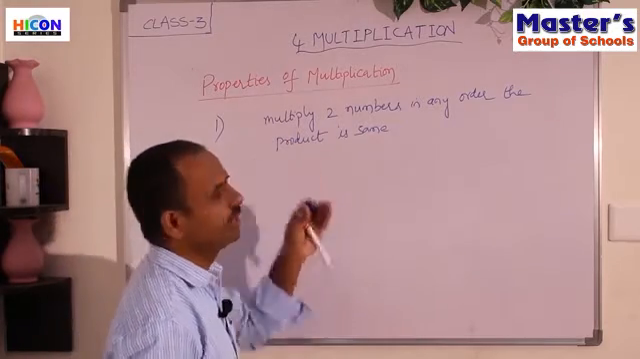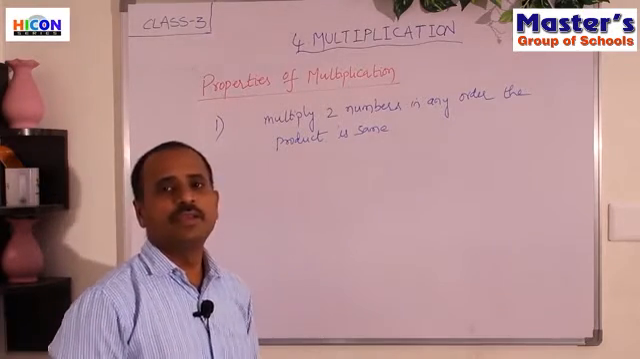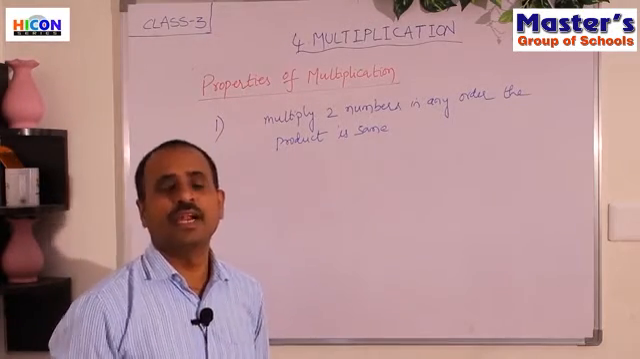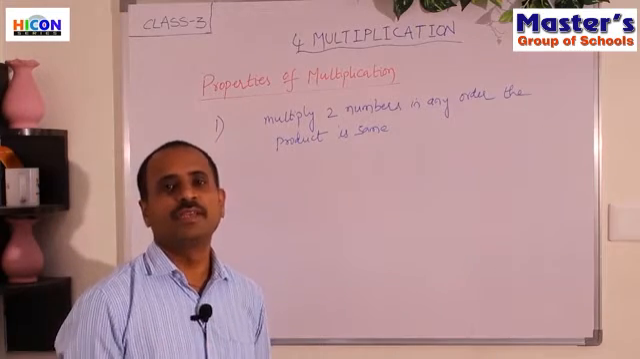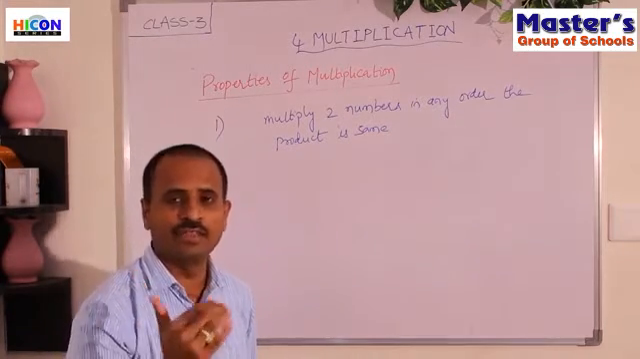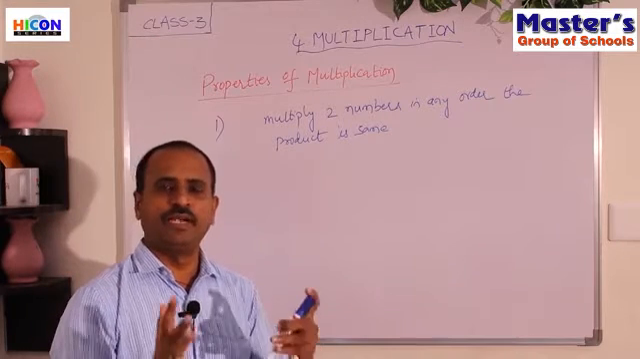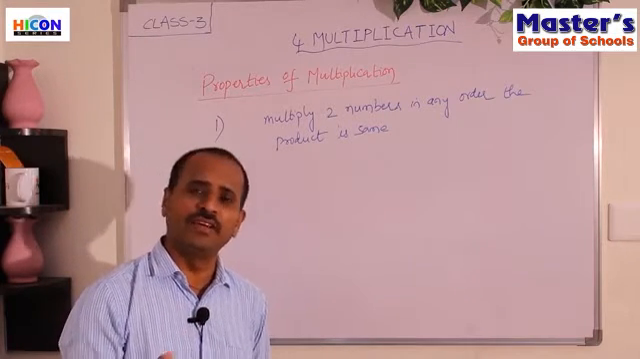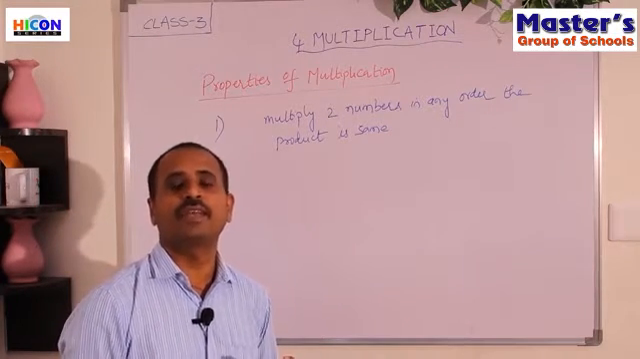So what is the meaning of this property? If you take two numbers and multiply those two numbers, and again change their order and multiply again, you will get the same number. So if you multiply two numbers in any order, we will get the same product as the answer.